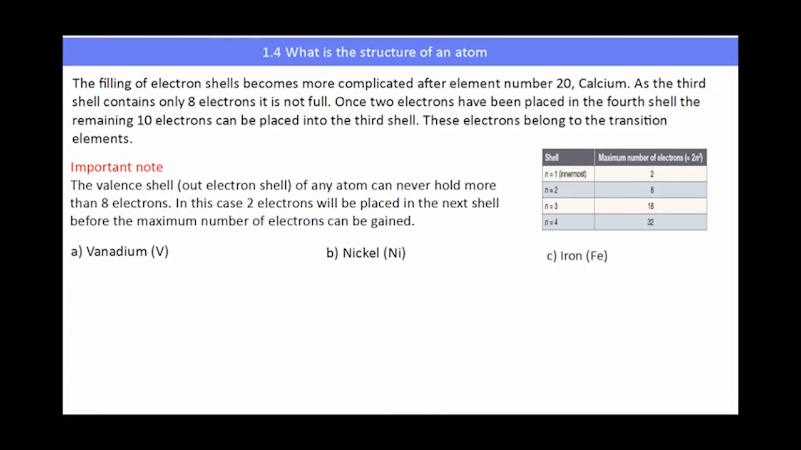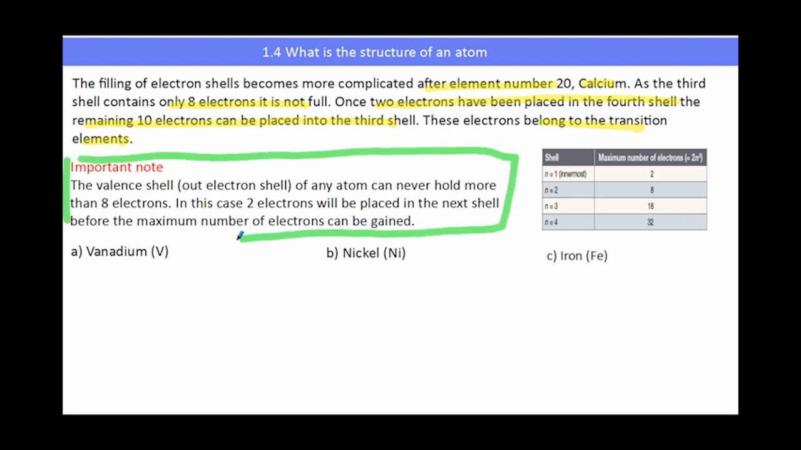So after element number 20, after calcium, they become a bit more difficult. Because we can't put more than 8 electrons in that outer shell, in that third shell, without putting 2 electrons in the fourth shell. Once we put 2 electrons in the fourth shell, we can then add the rest of the electrons, those 10 electrons, into the third shell. So there's a very important note there. We have to put 2 electrons in the fourth shell before we can fill completely the third shell.